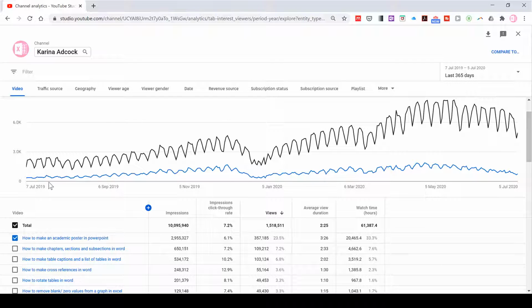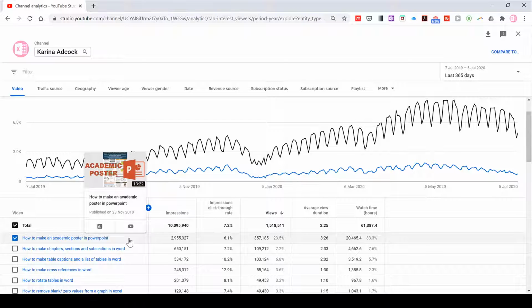And so you can see in comparison to my total number of views, which is the black line, this video makes up a significant number of my total views. It is about 23 to 24% of my total views. And this is by far my most popular video. It has more than 3 times the number of views as my second most popular video. If I tick on this, you can see that that is the green line. And you'll also see that the blue line follows a very similar pattern to the black line. So this video has had a very large influence.